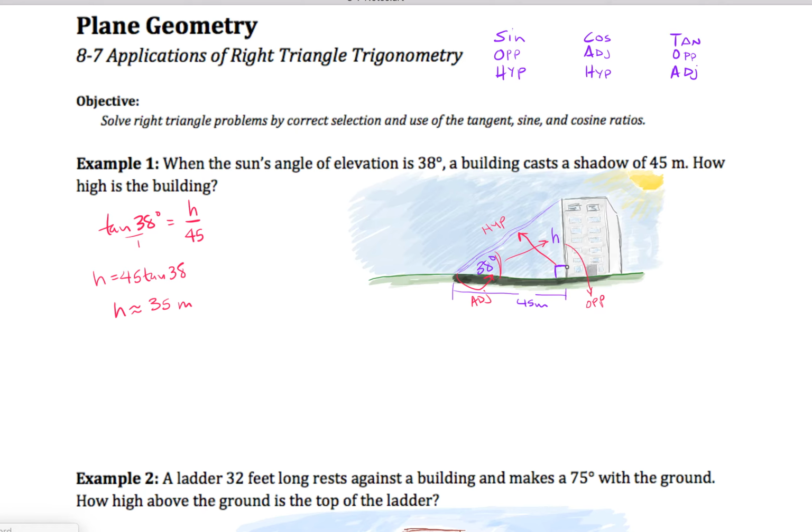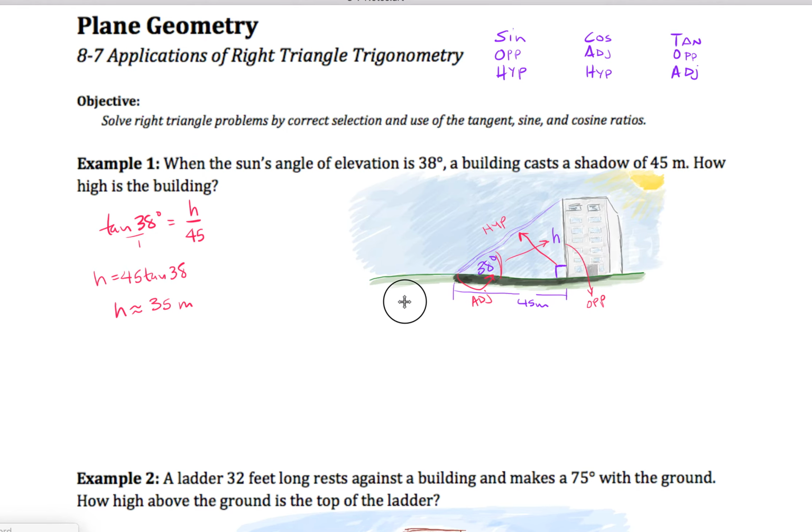So we drew ourselves a sketch. We looked at what parts of this right triangle that resulted from our sketch. We looked at what parts we knew or were wanting to know, and that information hopefully guided us towards this usage of the tangent ratio. Let's take a look at example 2.